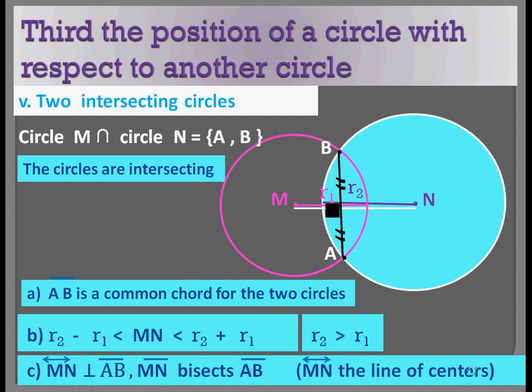Before the questions, you must make sure that you understood these cases. Let's revise them again. The position of a point with respect to a circle: outside, inside, on the circle. The position of a straight line with respect to a circle: tangent, secant, distant. And the position of a circle with respect to a circle: touching externally, touching internally, intersecting, one of them inside the other, and concentric circles.